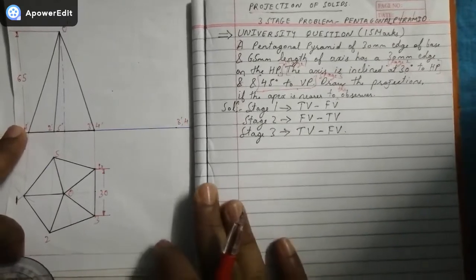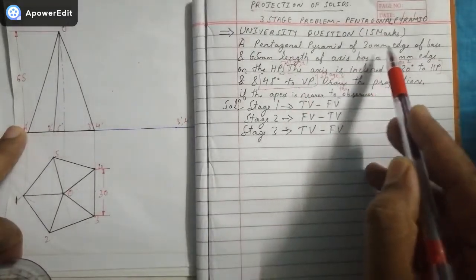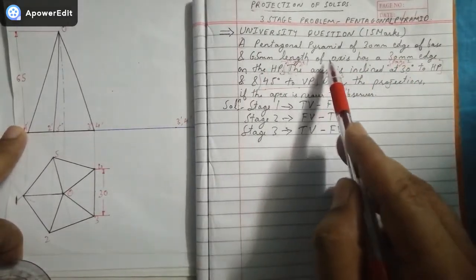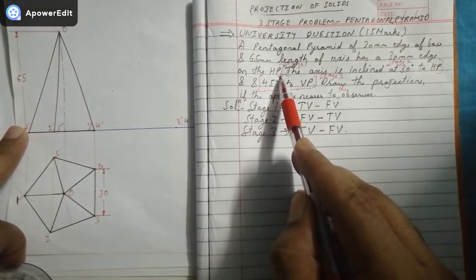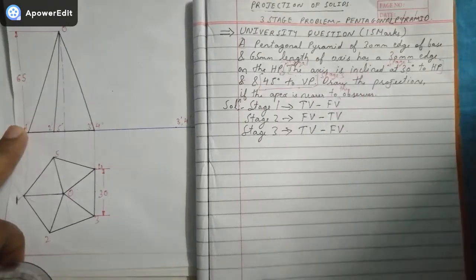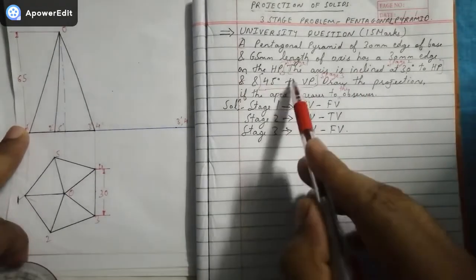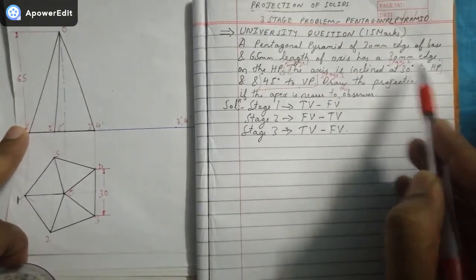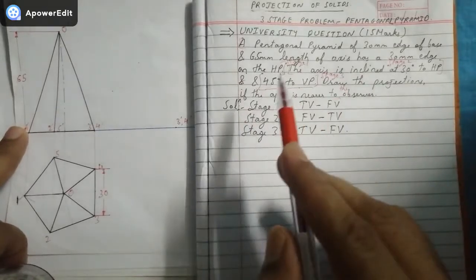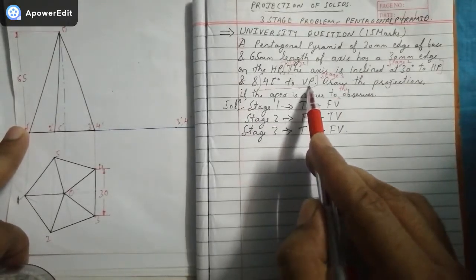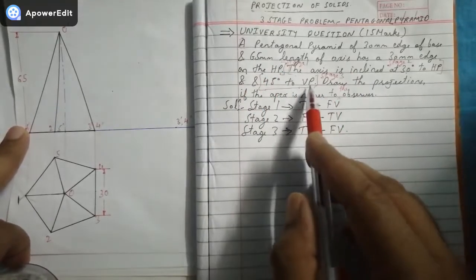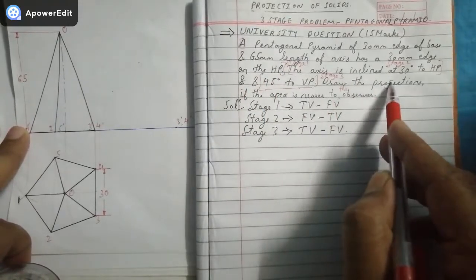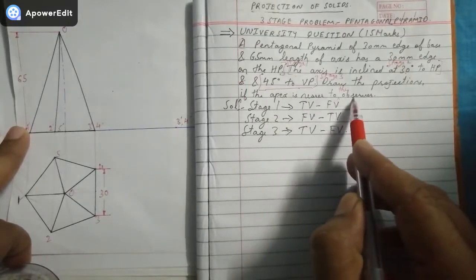The question statement goes as: a pentagonal pyramid of 30 mm edge of base and 65 mm length of axis has a 30 mm edge on the HP. Till here it is stage number 1. The axis is inclined at 30 degrees to the HP. Only till here it is stage number 2, and the same axis, that is the true length of the axis, is inclined at 45 degrees to VP. This is stage number 3. That is how we identify that it is a 3-stage problem. Draw the projections if the apex is nearer to the observer.